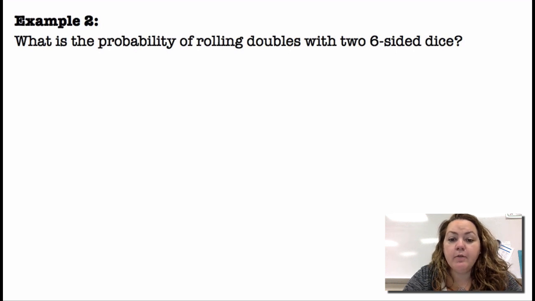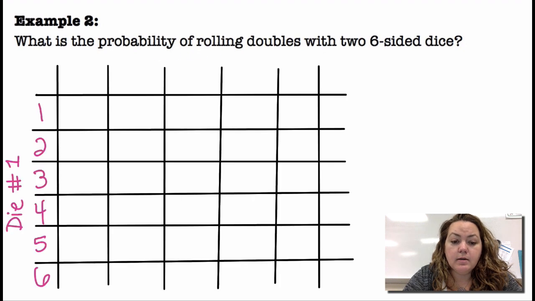All right, example 2. What is the probability of rolling doubles with 2 6-sided dice? So we're rolling 2 dice, and I want to know what's the probability of getting doubles. I need to list out all my possible outcomes. Well, each die has 6 outcomes, so I'm going to make this table here. I have die 1, and the options are 1 through 6. I have die 2, and the options are 1 through 6.